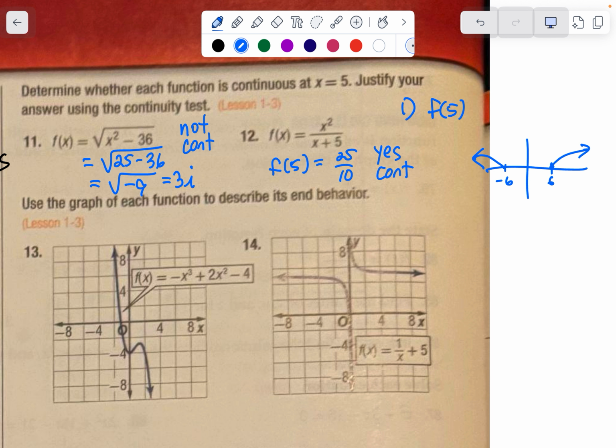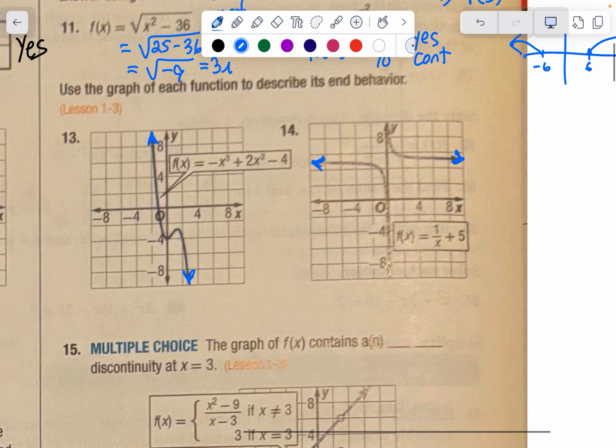Okay. Now let's look at 13 and 14, end behavior. So when they say end behavior, I like to color in the ends of the graph. Okay. And the reason I like to do that is because that's what you're looking at. So the left end and the right end, we're describing the height at the ends.